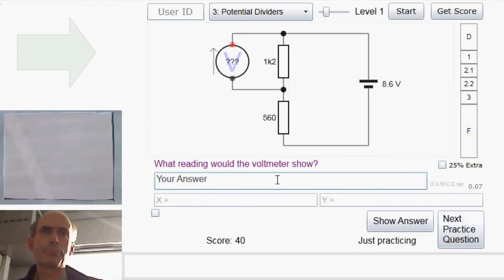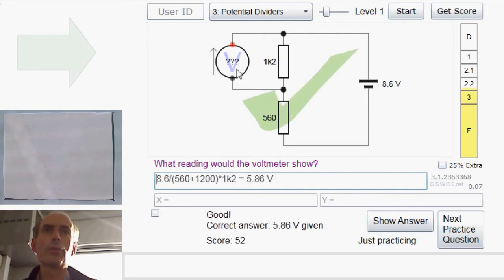Next. What reading will the voltmeters show? Well, same type of idea. 8.6 volts. You divide by the total resistance to get the current. I could have written 1K2, but I didn't. And then you multiply by the resistor here that you want the voltage across. That would be times 1K2. And that tells you the voltage.